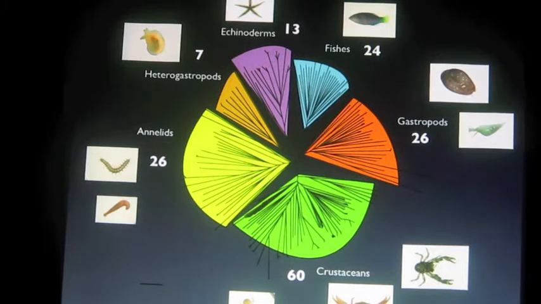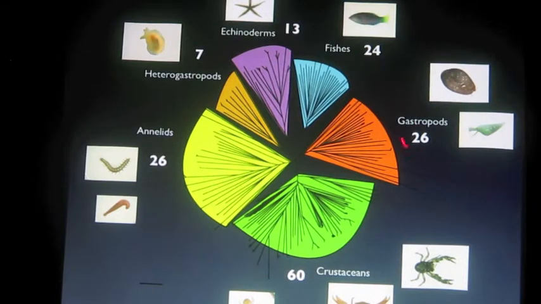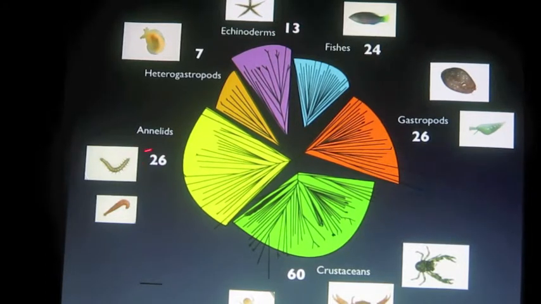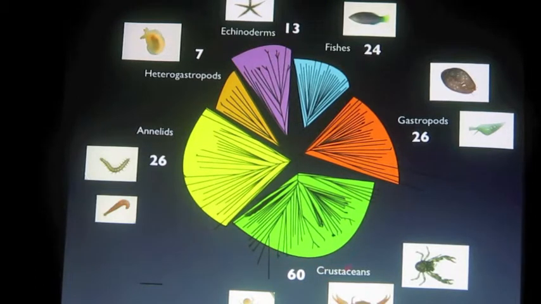Of those individuals from the 1 cubic foot, we had 26 gastropods, 24 fish, 13 echinoderms, 26 worms, 7 heterogastropods, and 60 different species of crustacean. 1 cubic foot of reef.